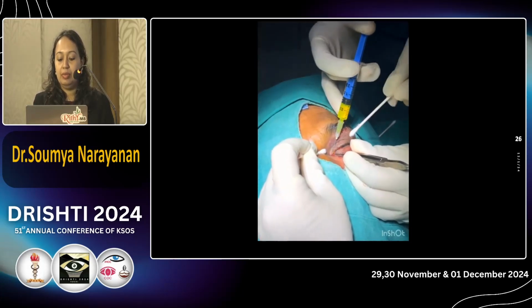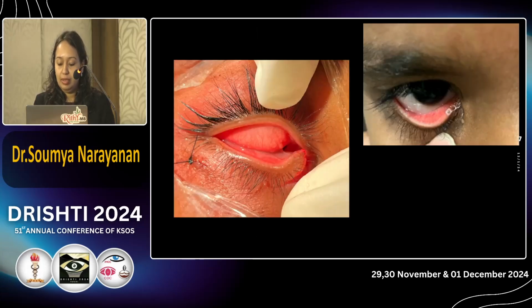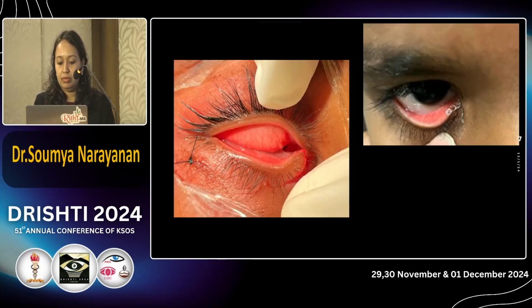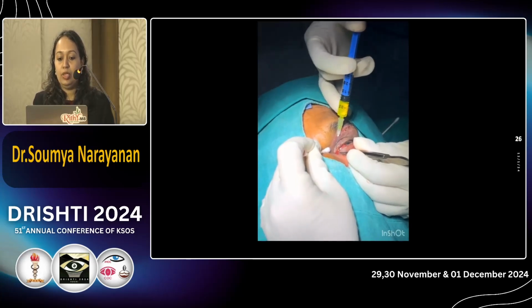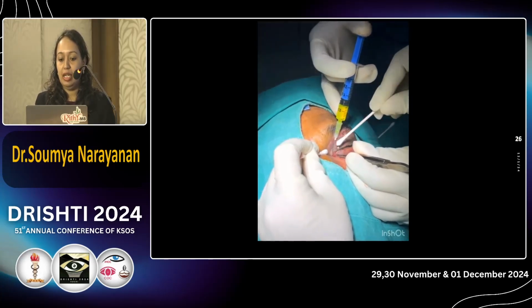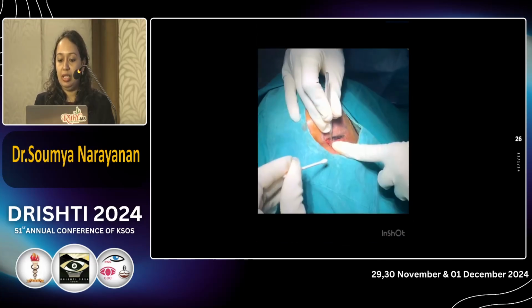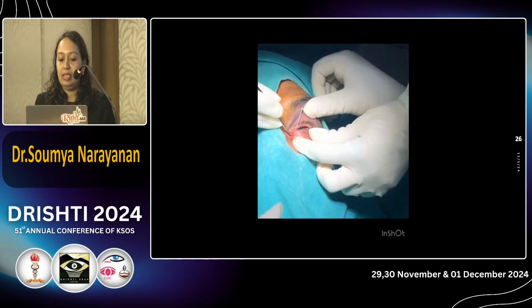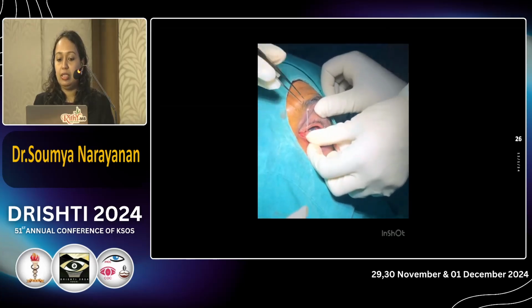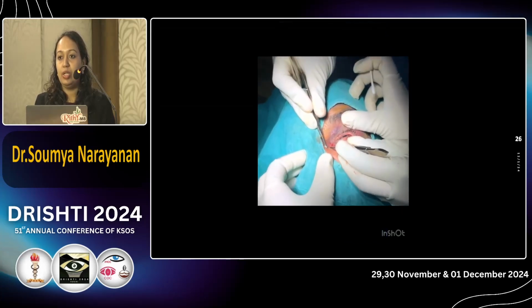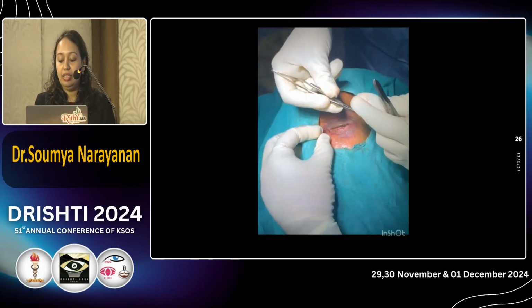In this case, we first have to find the proximal cut end. For that we can use fluorescein stained dye and a pigtail probe. After injecting that, we can see where it is coming out, and after finding the proximal cut end, we can dilate the punctum, pass the monocanalicular stent through the cut ends, and later close the pericanalicular tissue using 8-0 Vicryl, and the lid defect should also be corrected.